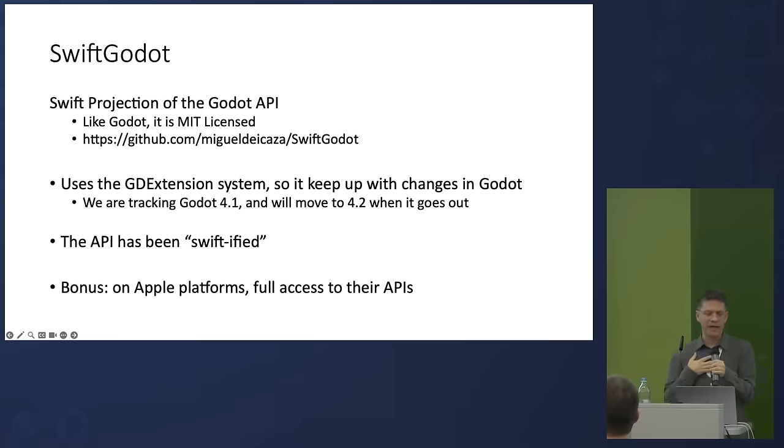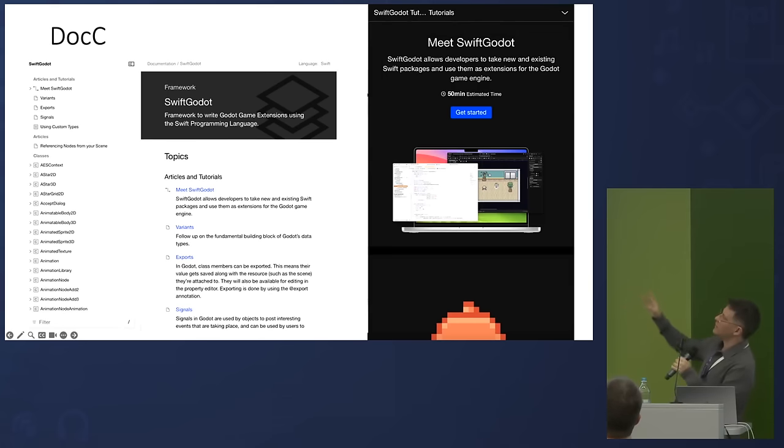But again, I do have a little bit of a crush on Apple platforms. Not all of you understand, but those of us that live at the intersection of liberal arts and technology, we love Apple APIs. They're very pretty. And you can use all of their APIs from Swift Godot. So it's very nice. This is what the documentation looks like.